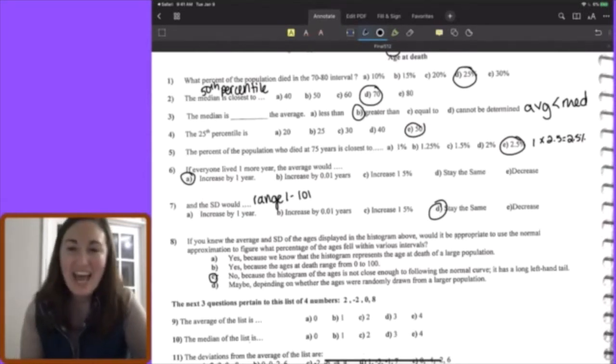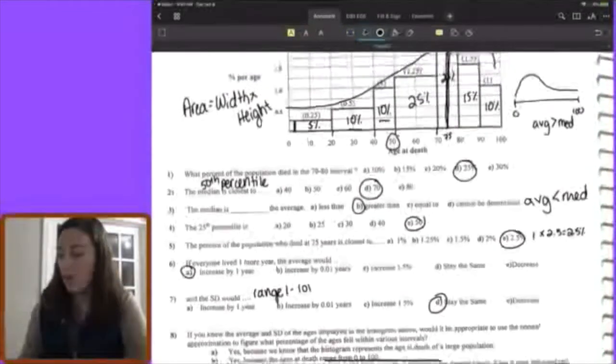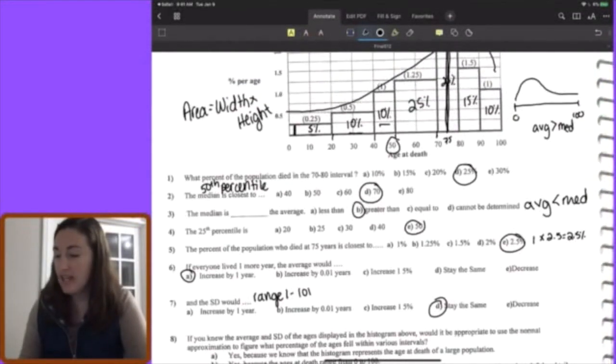Let's see, somebody asked, when does the SD not stay the same? That's a good question. It would be whenever the range changes. Say in this case, I took the oldest person and added 50 years to their age, then my range would be from 0 to 150. So in that case, the SD would increase.